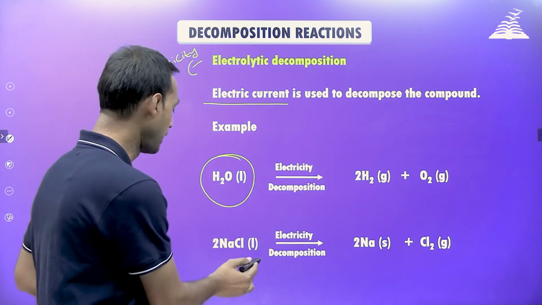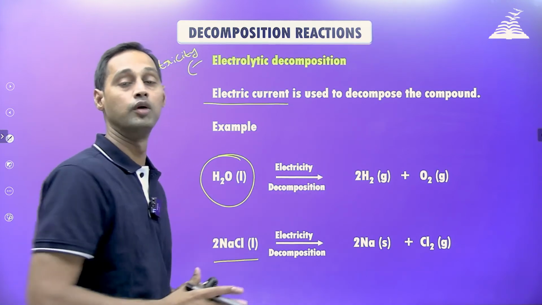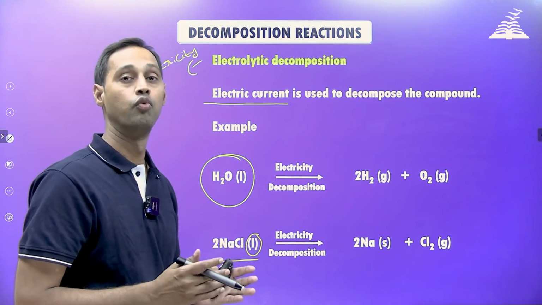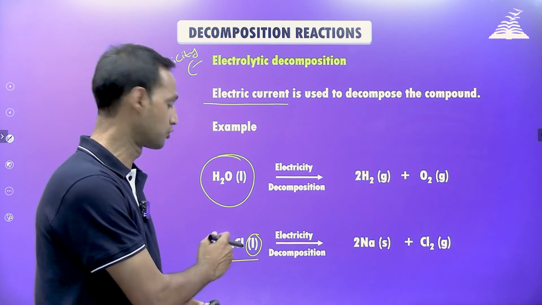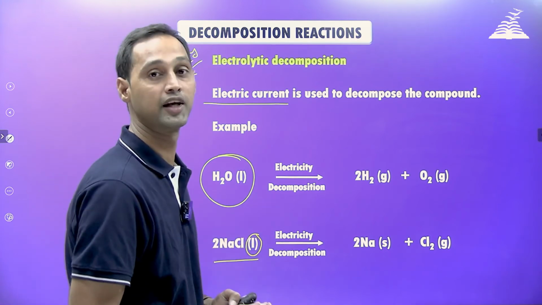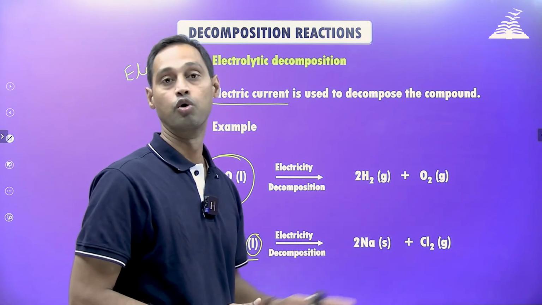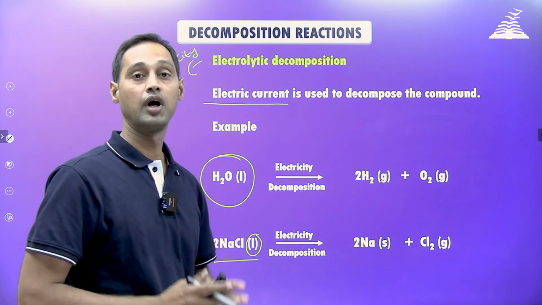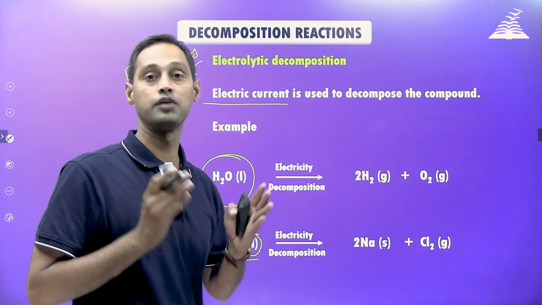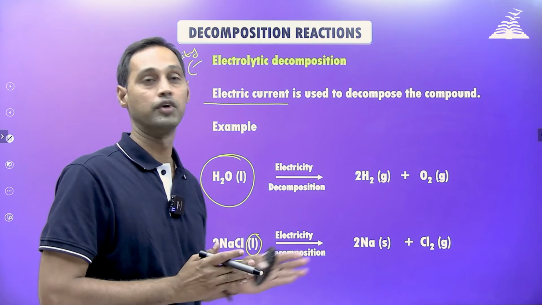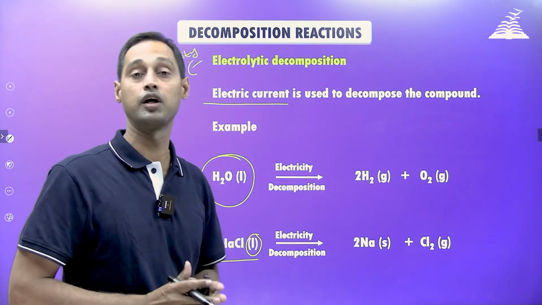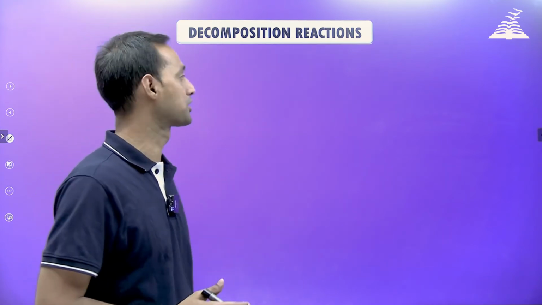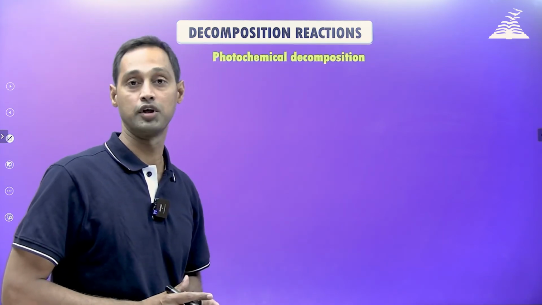Right? And then in a similar manner, we take molten sodium chloride, which is in liquid form, and we are passing electricity through molten sodium chloride so that decomposition takes place and we get sodium and chlorine, right? So this is electrolytic decomposition. Electricity is used here. Energy in the form of electric current is used for the decomposition of substance, and we name it electrolytic decomposition. And then we are moving to other type of decomposition reaction, which is photochemical decomposition reactions.